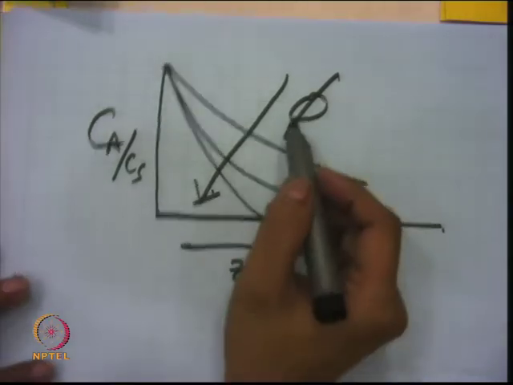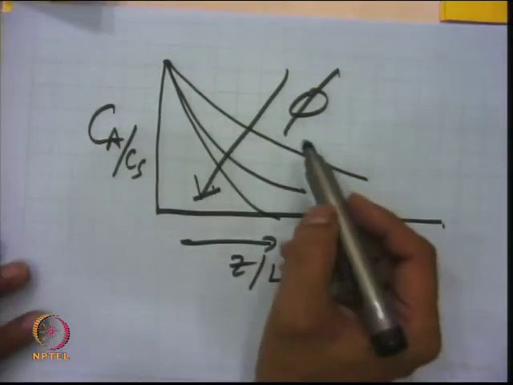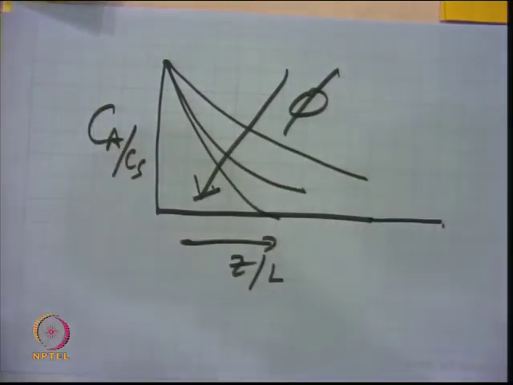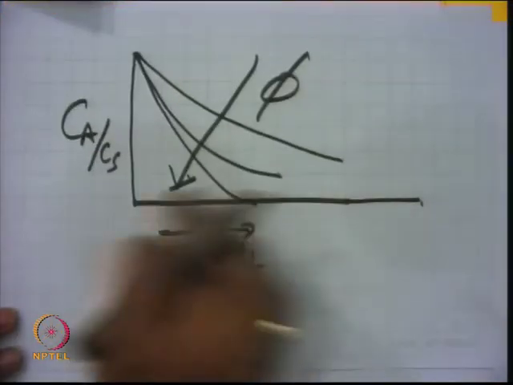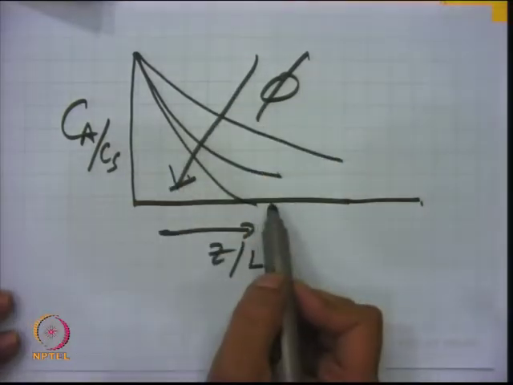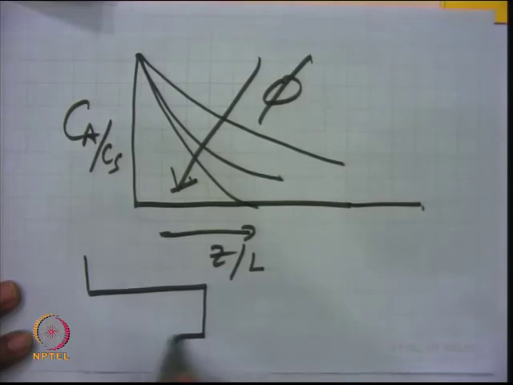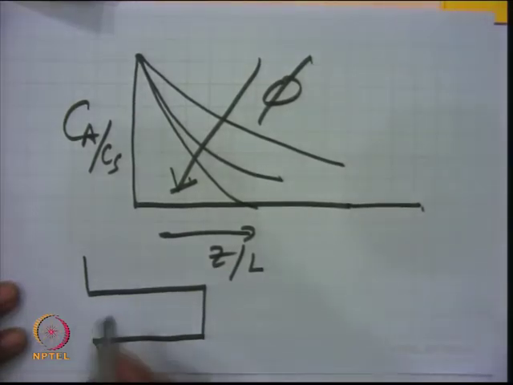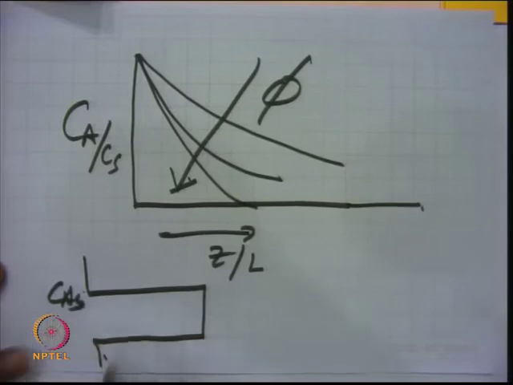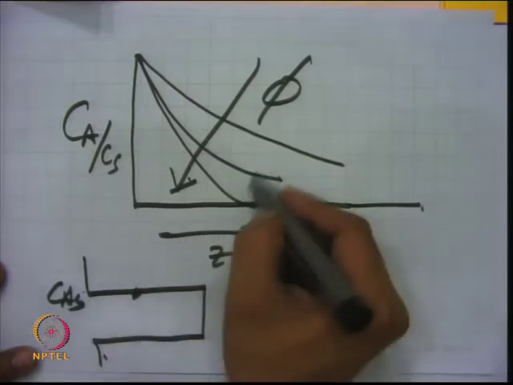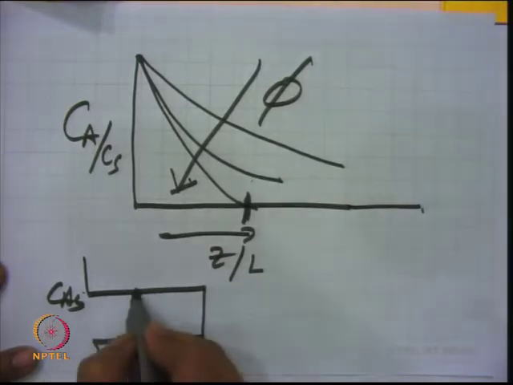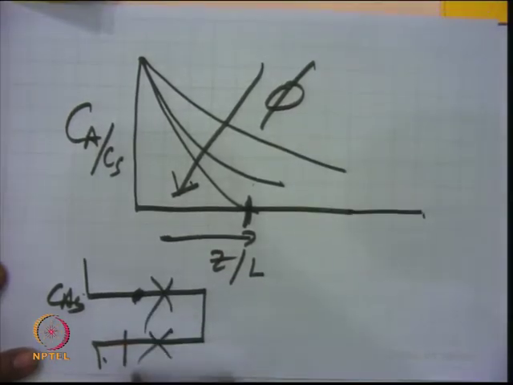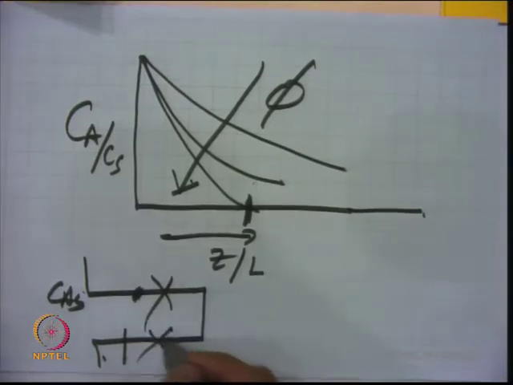So, what does a high value of phi mean? A high value of phi means that the reaction is strongly affected by diffusion resistance, right. If phi is high, you can see that the concentration inside the pore drops faster, and this simply says that if you have a pore like this and diffusion is dominating, it may happen that the concentration here is C s and at some value of Z by L it becomes 0. So, this section is not being utilized properly, right. There is no reaction because there is no concentration here.